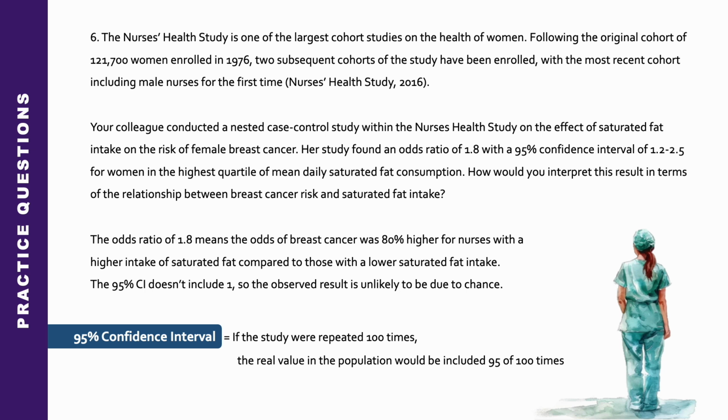The 95% confidence interval means that if the study were repeated 100 times, the real value in the population would be included in the results 95 out of 100 of those times. Because the confidence interval of 1.2 to 2.5 doesn't include 1, it indicates that the observed relationship is unlikely to be due to chance. So taken together, the study findings do provide support for a positive relationship between higher saturated fat intake and breast cancer risk among the women in the study.